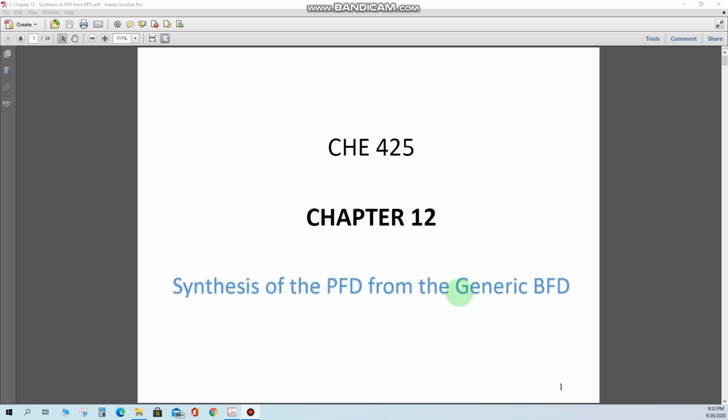Today we have to start this chapter number 12, which is about the synthesis of the process flow diagram from the generic block flow diagram. And in this chapter we will see what the different sources of information are that we can consider while we are designing the reactors and the separators especially. Okay, so let us see what we have in this chapter.